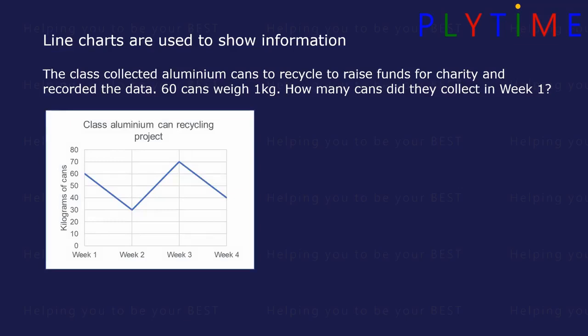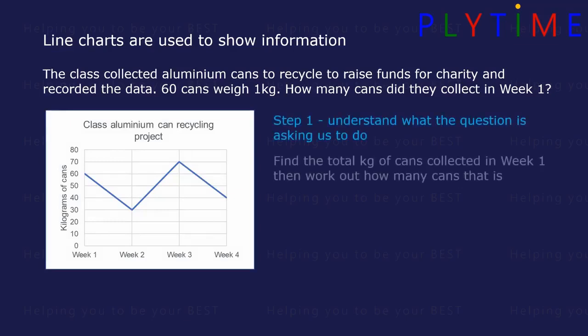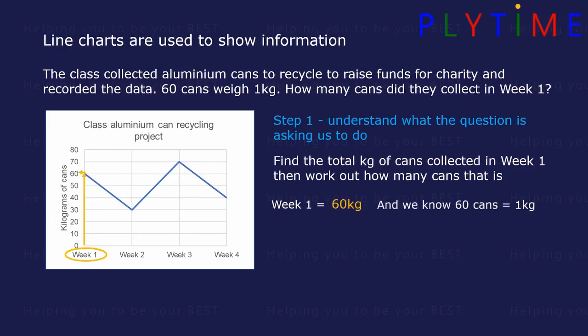What's the question asking us to do? Find the total kilogram of cans collected in week 1 and then work out how many cans that is. In week 1, read up to the point: they collected 60 kilograms of cans. We know 60 cans equals 1 kilogram, so 60 kilograms equals 60 times 60 cans.